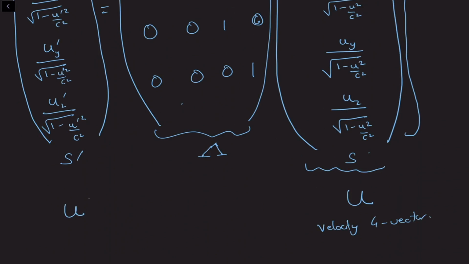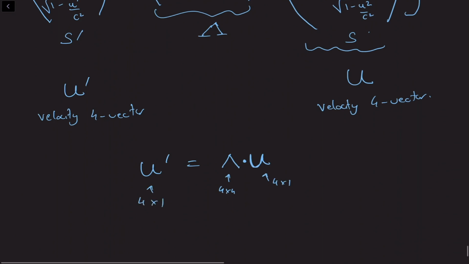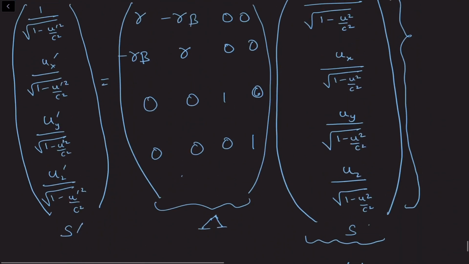this is related to u prime, which is a velocity 4 vector in the primed frame, as u prime is equal to lambda u. Again, this is a dot product, a matrix product. So lambda is again a 4x4 matrix, u is a 4 cross 1 matrix column vector, and u prime is a 4 cross 1 column vector. So once again, we see that the law for transformations is actually quite simple and just depends on this matrix lambda. Proving that the transformation is through this matrix lambda is a homework exercise.